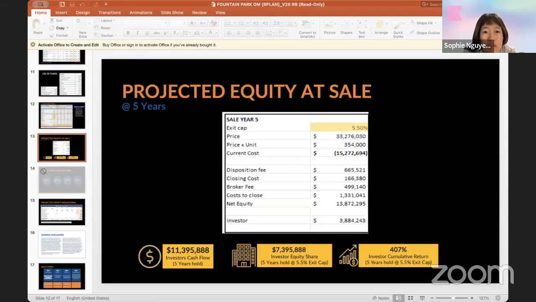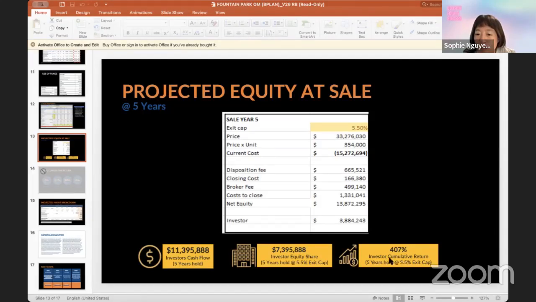But let's see. So this is projected equity at sale. Exit cap rate is 5.5. Price is 33 million, and the cost to go all in is 15 million. This is a lot. So they return back to investors, after disposition fee and everything, a net equity of almost 14 million. Investor cash flow is 11 million over 5 years, and equity share is 7 million.